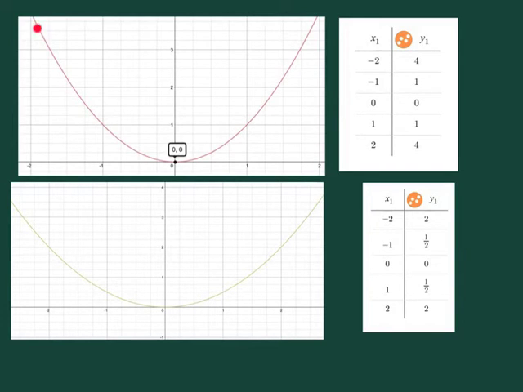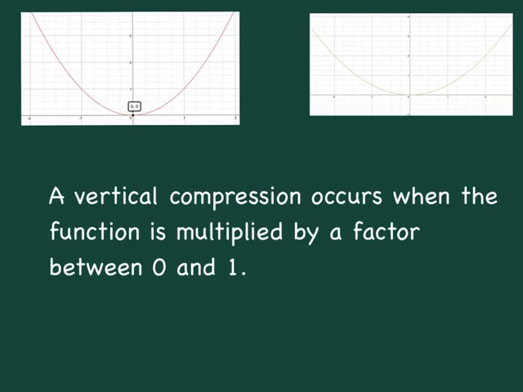Sometimes, though, instead of the parent graph getting smaller with a stretch, you want the parent graph to get wider. This is called a compression. Now, instead of multiplying the parent graph by a factor greater than 1, you multiply by a fraction. So to get from 4 to 2, what fraction do you multiply by? You multiply by a half. Now all of your y's are divided by 2. So the definition of a vertical compression is when a function is multiplied by a factor between 0 and 1.